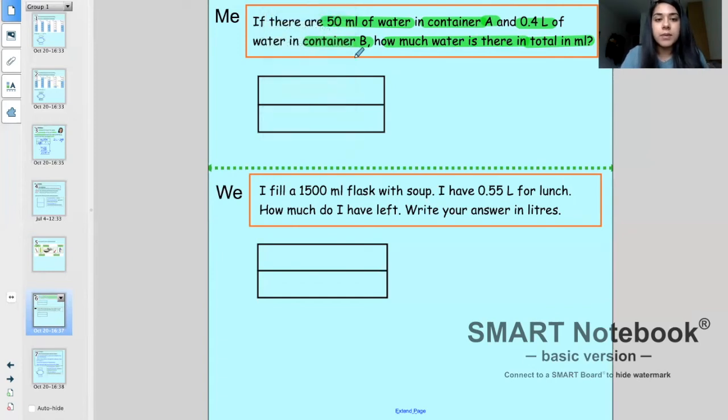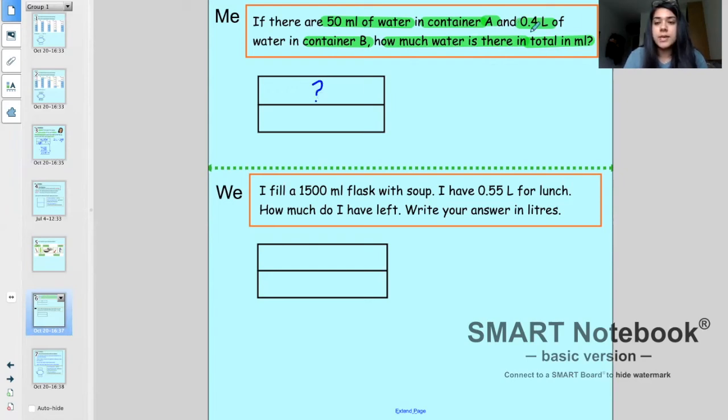So let me get my pen. I've got my bar model ready for me. You will draw this as soon as you've finished highlighting. So I need to find out what my whole is. Now, it says there are 50 milliliters in container A and 0.4 litres of water in container B, and they're asking me to find the total. So I don't know what my whole is. I'm going to put a question mark there.